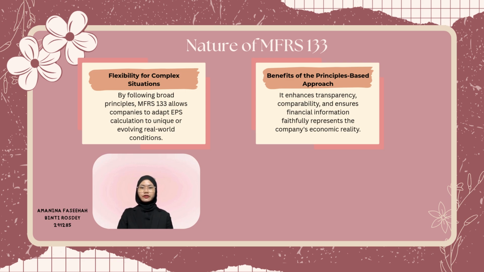It also improves comparability across companies and reporting periods, which is helpful for financial statement users. In conclusion, MFRS 133 shows how the MFRS framework is aligned with IFRS by focusing on principle, judgment, and transparency. Although it gives less specific instruction, it provides the flexibility to handle real-world complexities while still delivering reliable and meaningful information.